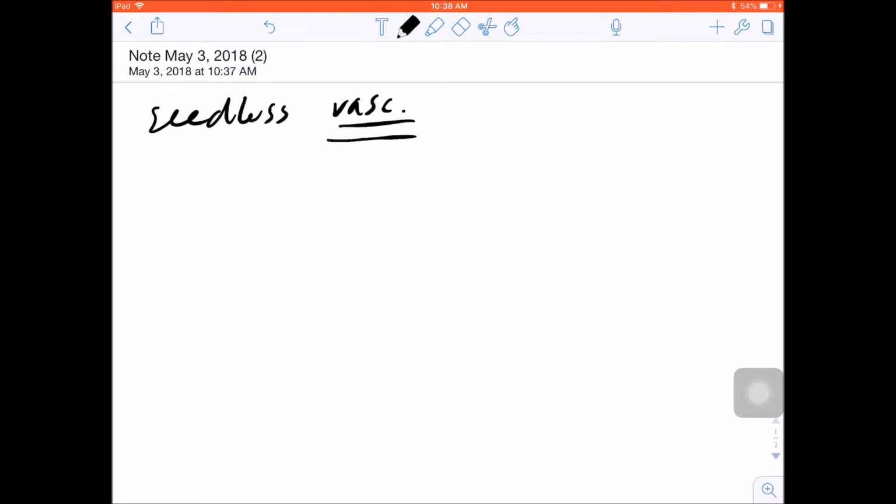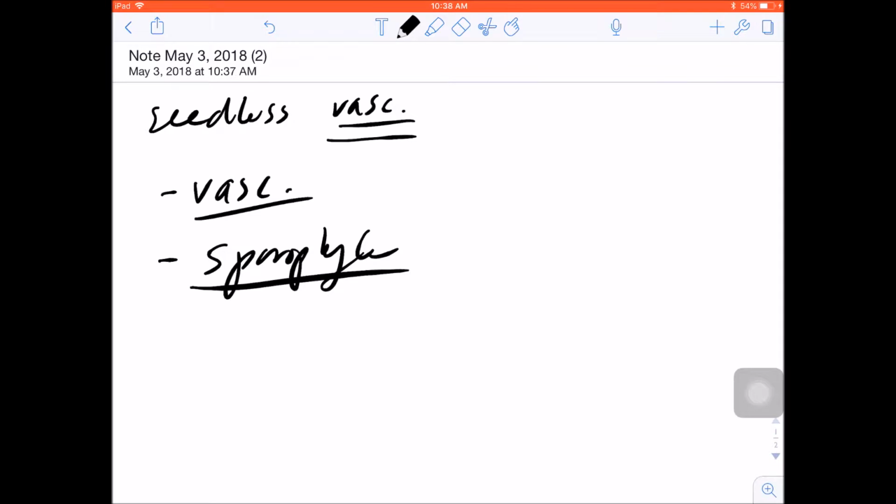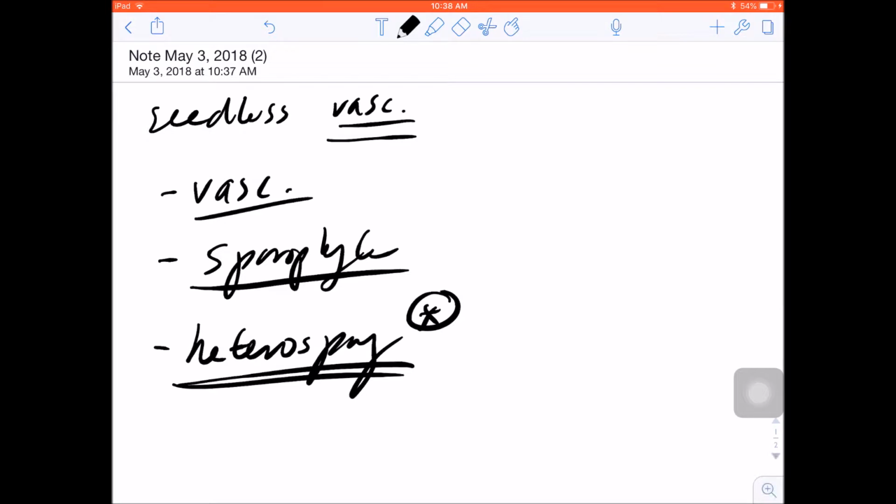So, just a couple of quick things that unite all of these seedless vascular plants. Well, number one, they have vascularity. So that's obvious. Two, they're dominated by the sporophyte this time. Sporophyte is the main plant in the life cycle of these plants. And here we actually get into heterospory. And I'm going to asterisk that because I have a little tangent I want to talk about in terms of the heterospory.